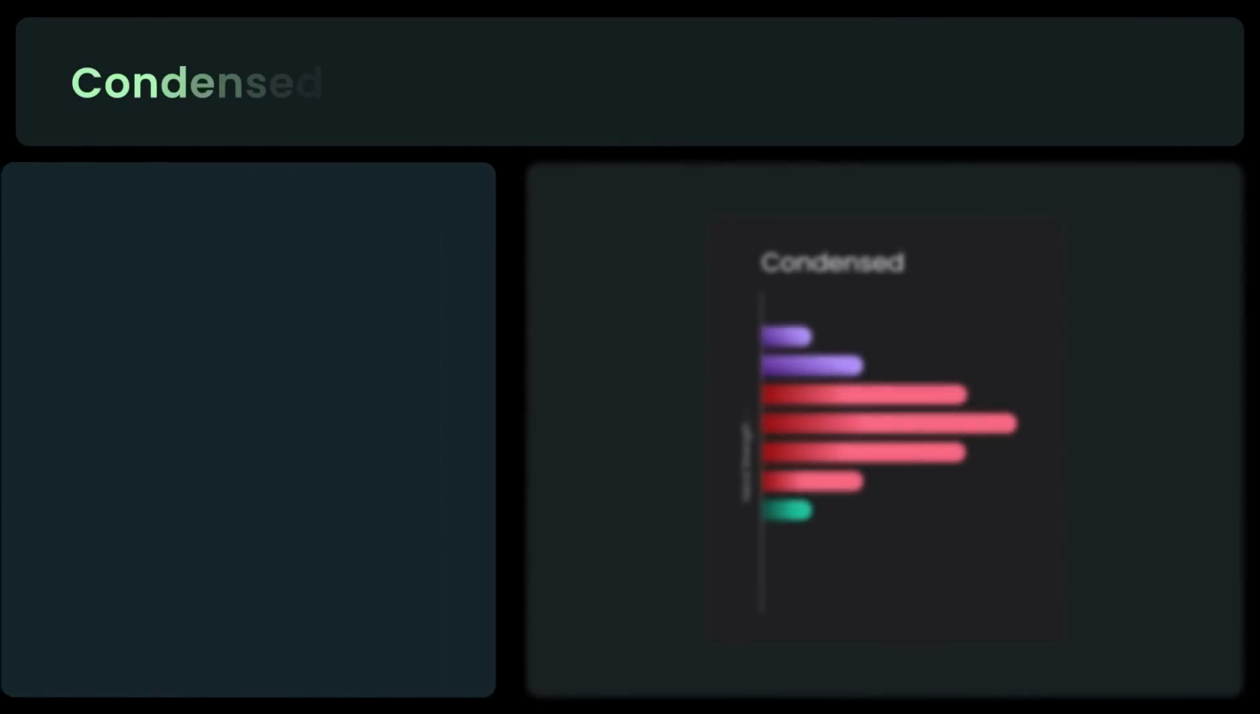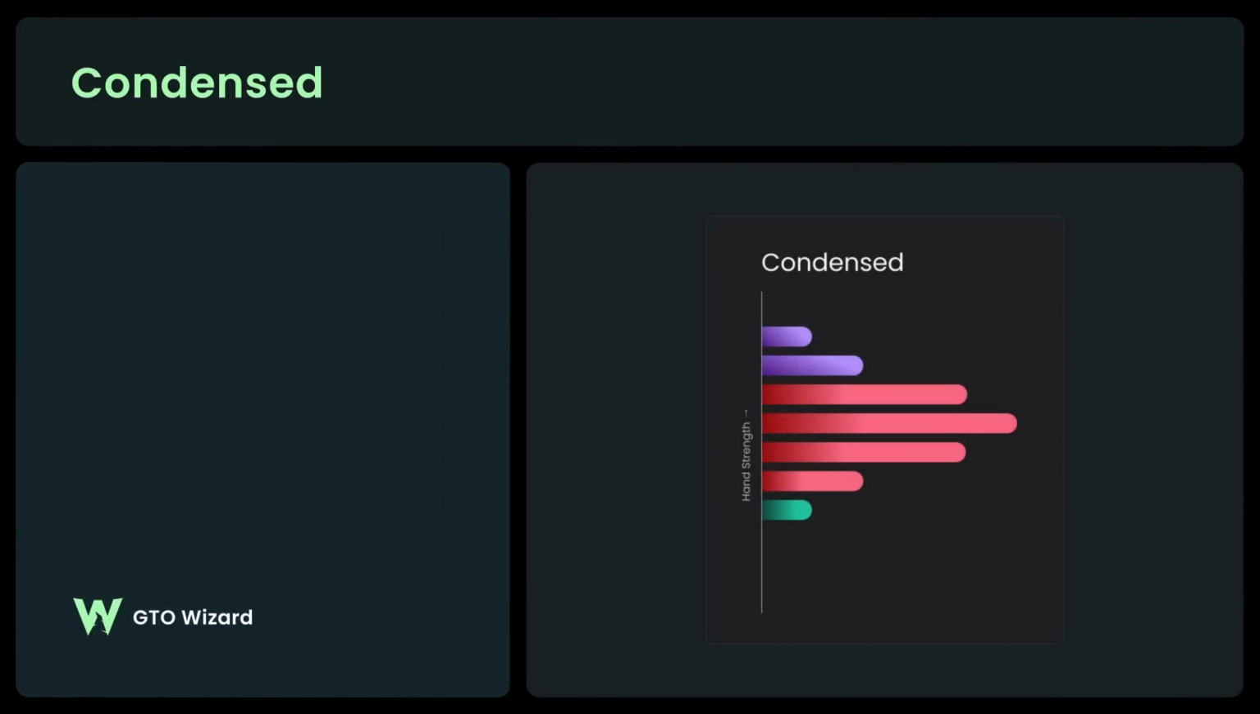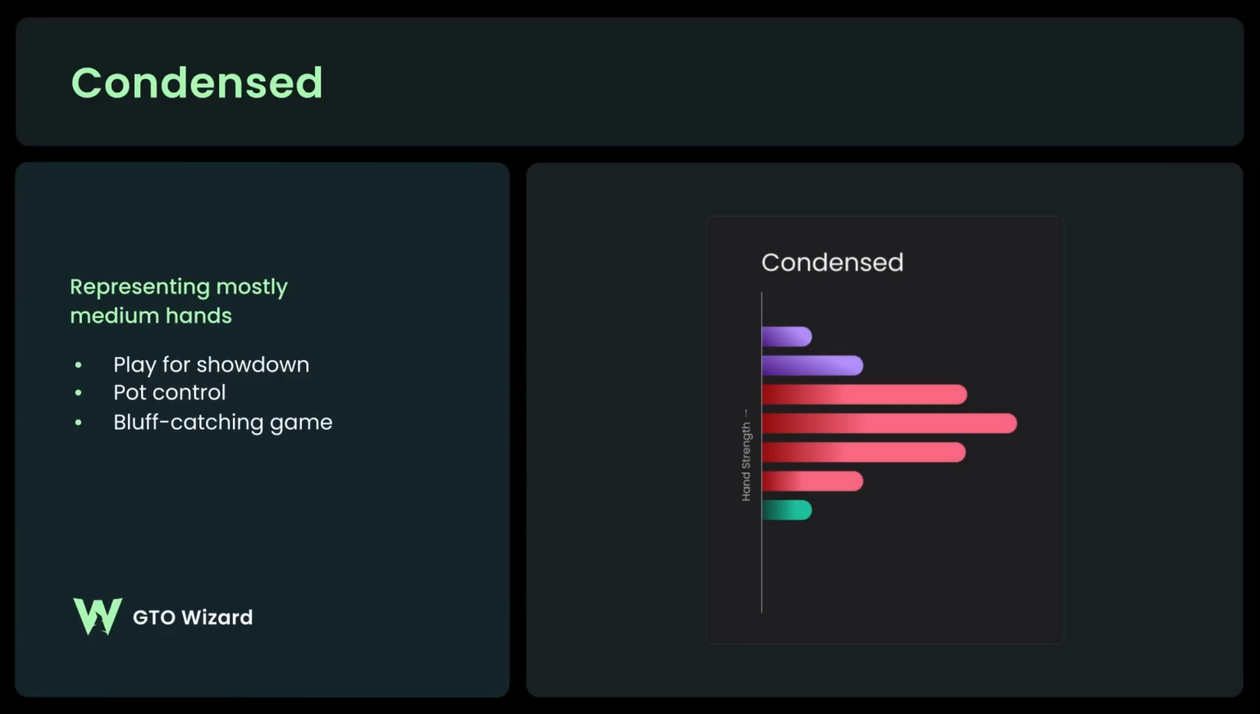The opposite side of this is a condensed range, or a depolarized range. This represents medium hands, so maybe you have some stronger and weaker, but the majority of your range is representing medium strength stuff. When you have a condensed range, your goal is to play defensively. You're playing for a cheap showdown, you want to pot control, you're playing a bluff catching game. So this is the opposite, right? If your opponent is polarized, you are by definition condensed.